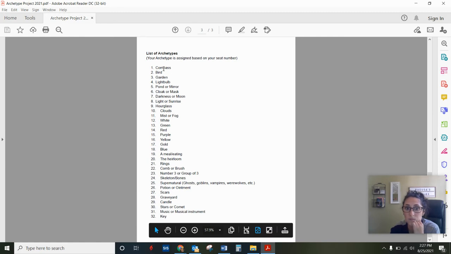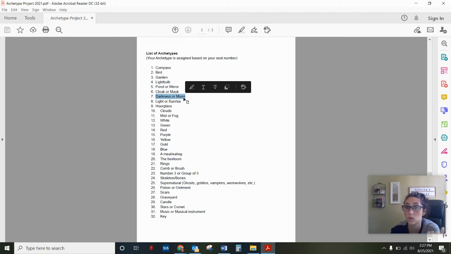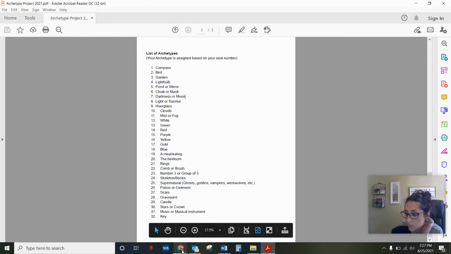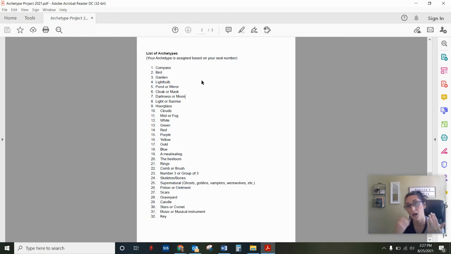Here, though, page 3. So let's say you're in seat 7. Your archetype is darkness or moon. So when you start looking for ideas to place for negative examples of the darkness or moon or positive examples for darkness or moon, that's what you're going to focus on. If you need to, put in the word archetype behind the word darkness. So Google darkness archetype, moon archetype, so you don't just get pretty pictures of the moon. Try to be specific with your Google search.